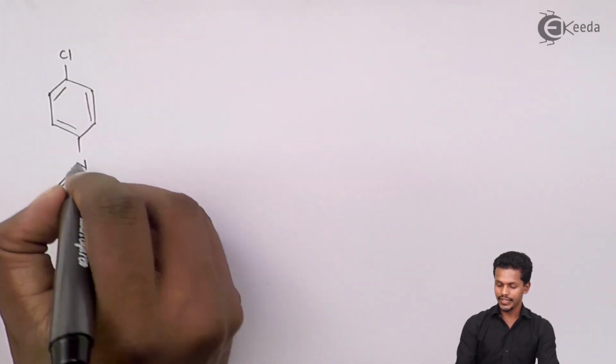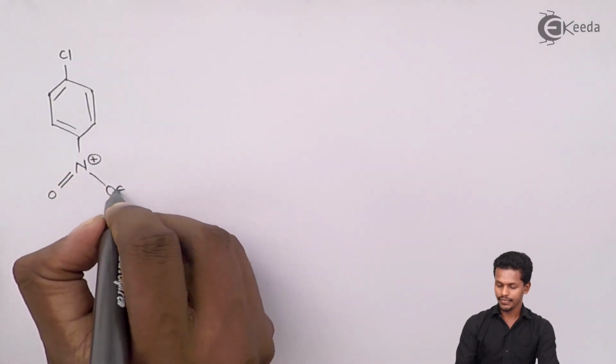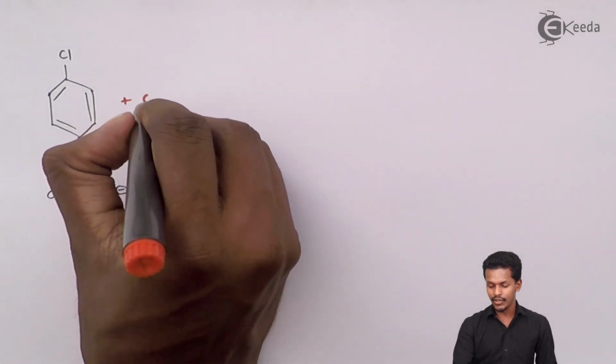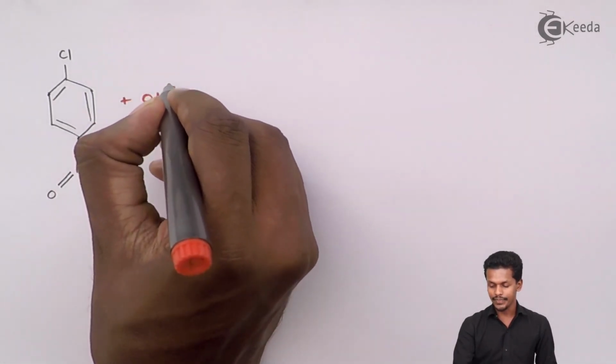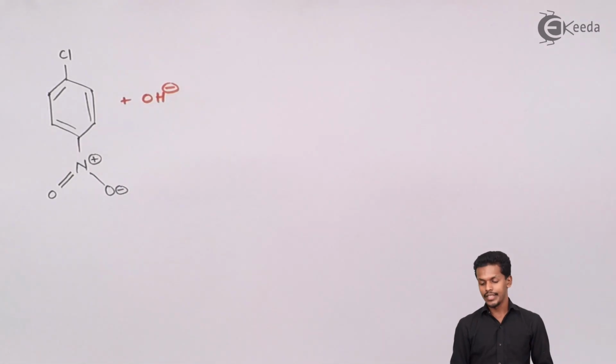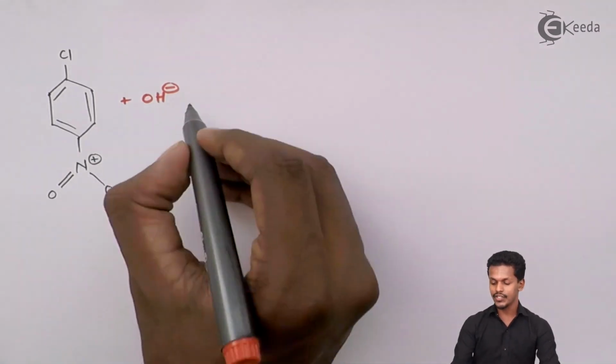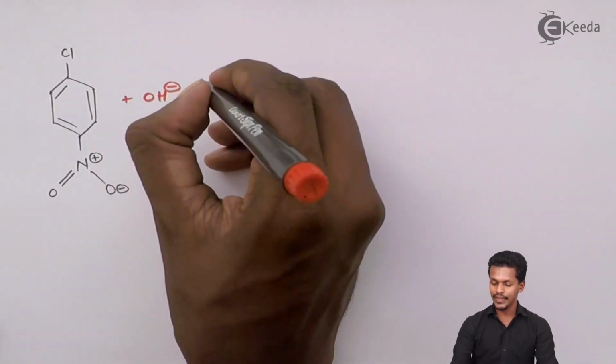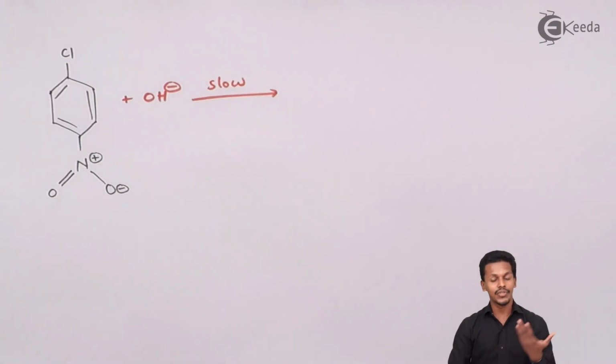So let me represent it with this one. So this is it, and suppose it has to undergo hydrolysis, or I'm reacting it with the OH minus ion, or with the base. So ultimately, it will give such a kind of fast process. Ultimately, it will give us a slow process where we could find the resonating structure.